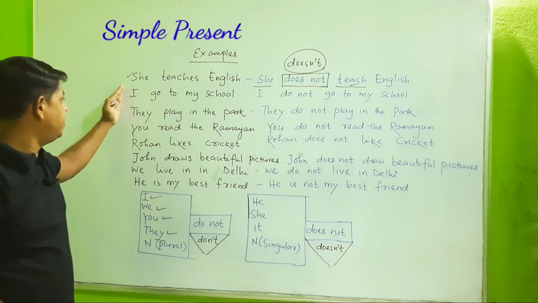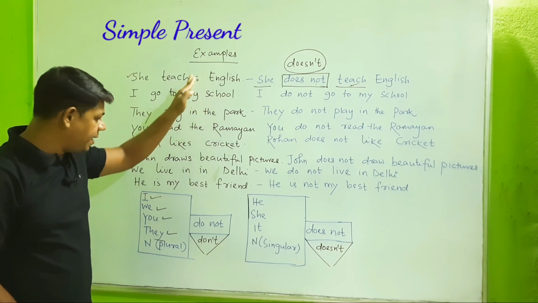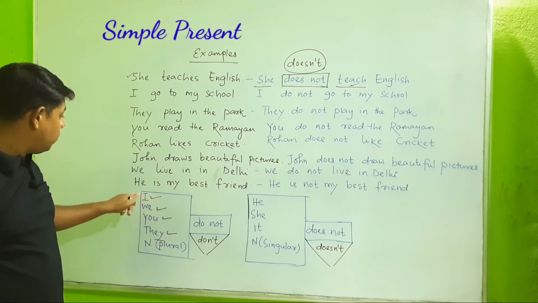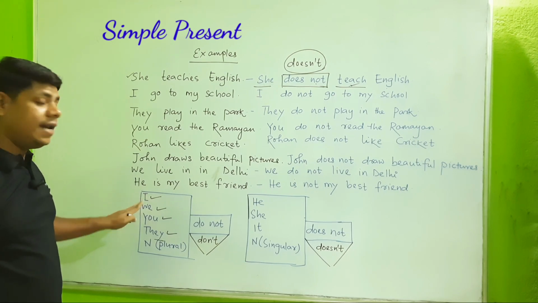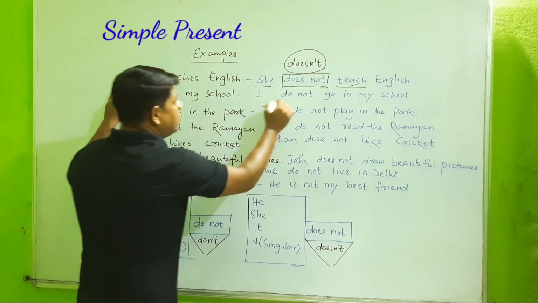Come to the second example here. I go to my school. Here you see, the subject is I. When you turn it into a negative sentence, you will write like this: I do not.